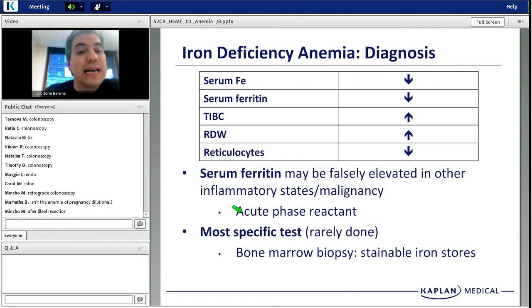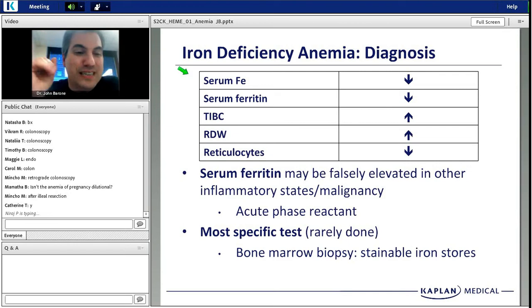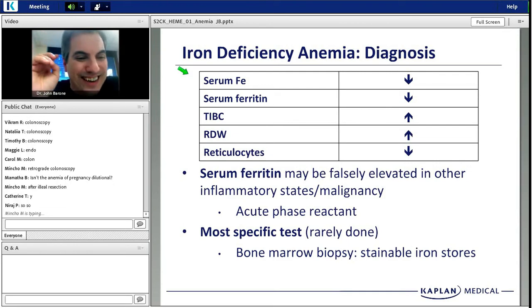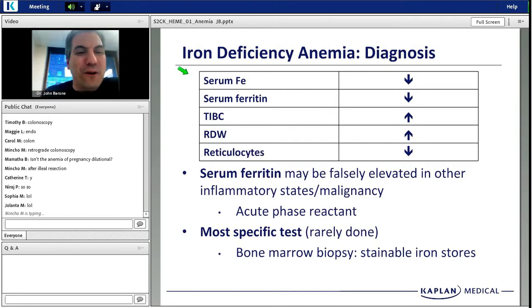All right, so we got to get the iron panel. This is diagnostic. So you tell me pica, great. Next step is still iron panel. Iron panel's next. Now, do you guys remember your iron panel? They love these because it's up arrow, down arrow questions, and students get diarrhea, right? So very important here.